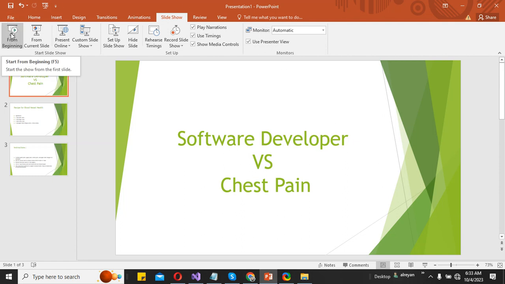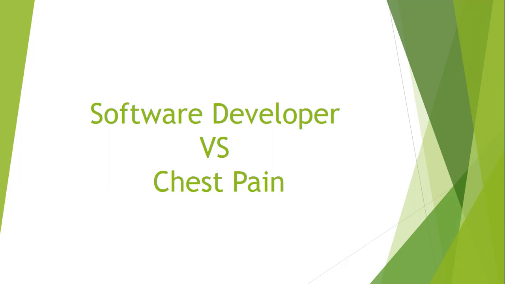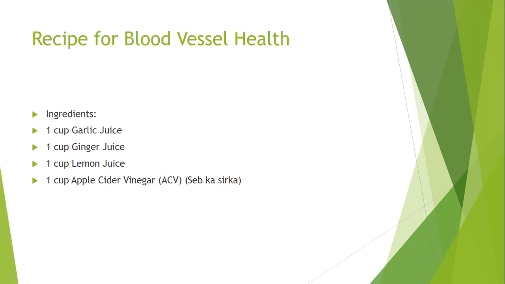So let me try to explain how we can use this. First of all, you can say this is the recipe for blood vessel health. You can say this recipe is used to open the veins of the blood circulation. So here are the few steps that are involved in this process. First of all, we should have 1 cup of garlic juice, 1 cup of ginger juice, 1 cup of lemon juice, and 1 cup of apple cider vinegar. So these are the four items. We should put them together.